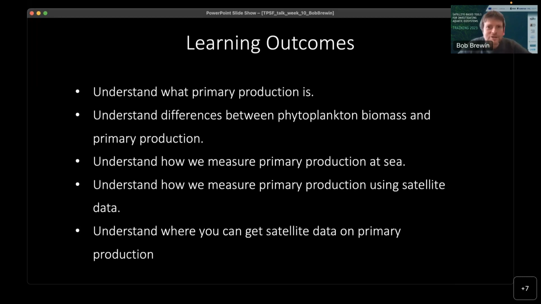Okay, so like all my lectures at university, I like to define some learning outcomes. So I hope that after this lecture, you have a good grasp of what primary production is, firstly, understanding the differences between phytoplankton biomass and primary production, understand how we measure it at sea and from space, and understand where you can get some satellite data from primary production should you be interested in pursuing this topic in the future.